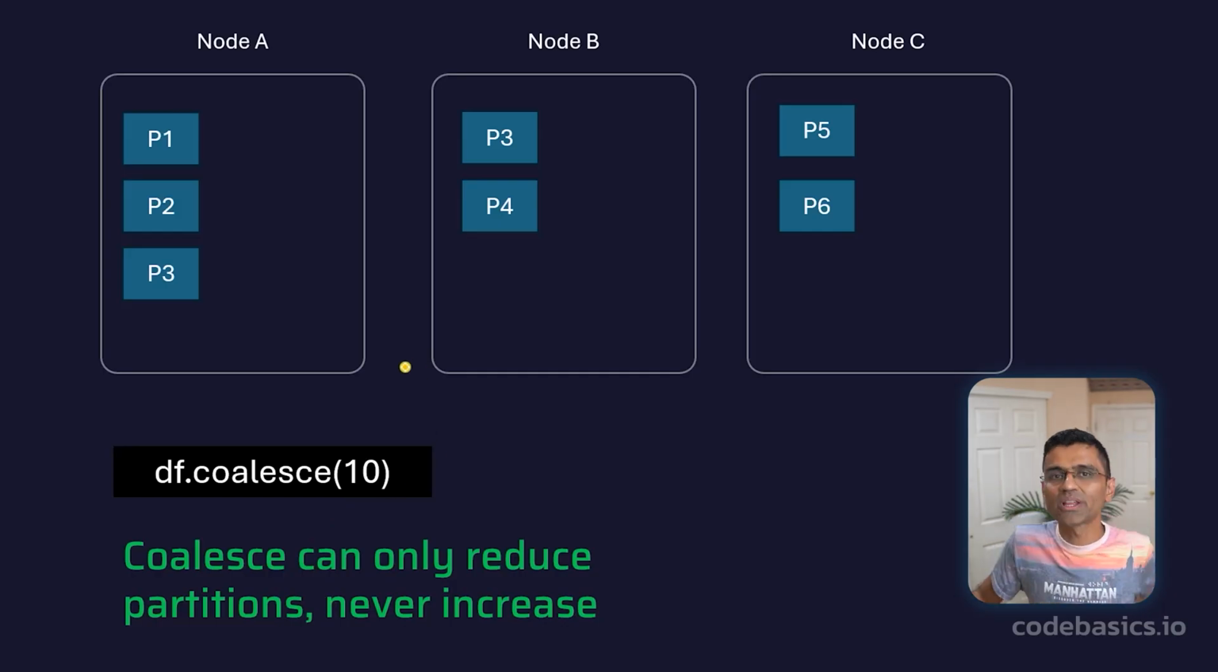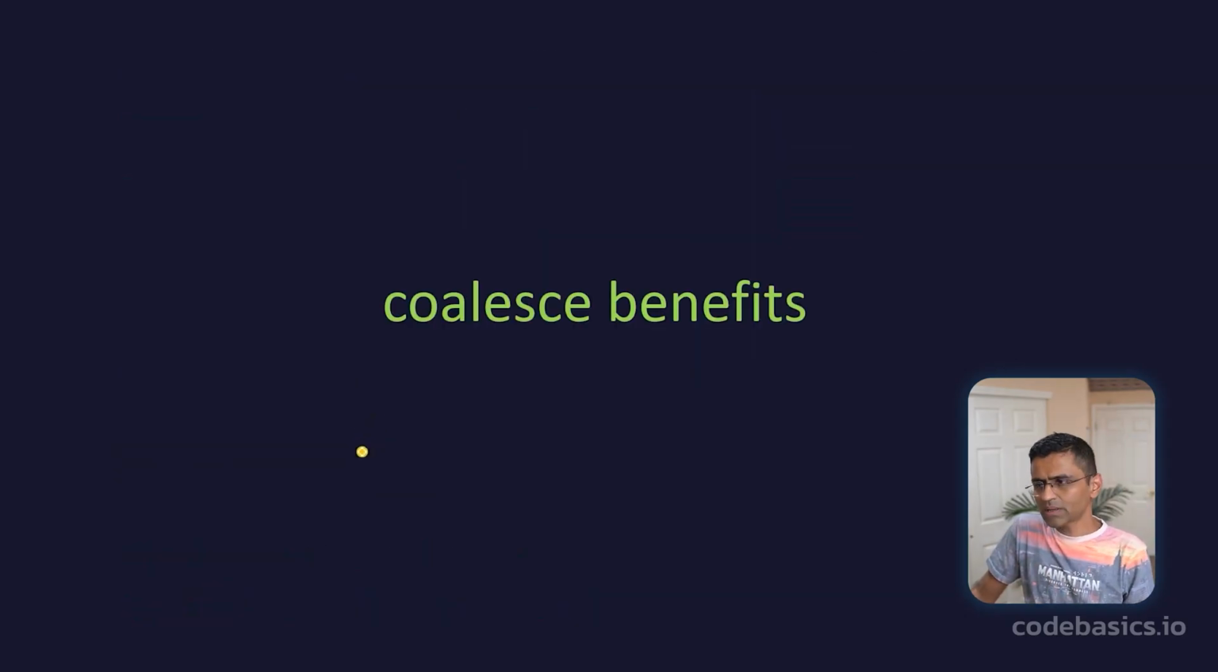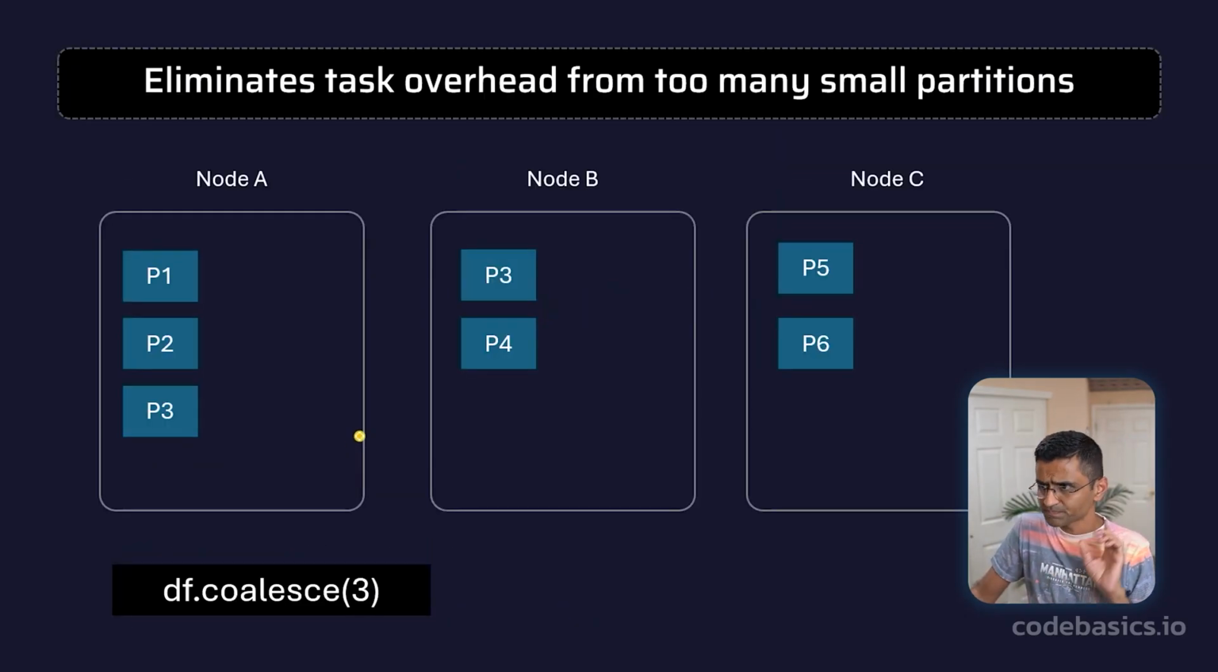So in this case, it will do nothing. Okay. So remember, Coalesce is used to only reduce partitions. It will never increase it. Now, what are the benefits? Let's look at some of the use cases. Coalesce will eliminate task overhead from too many small partitions.